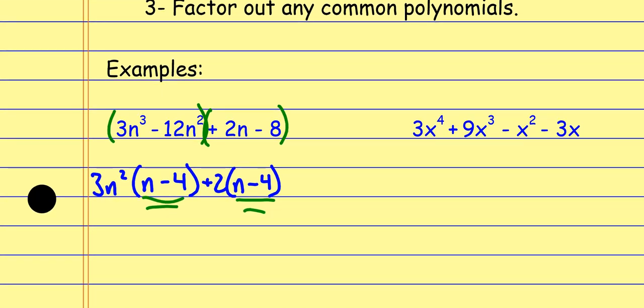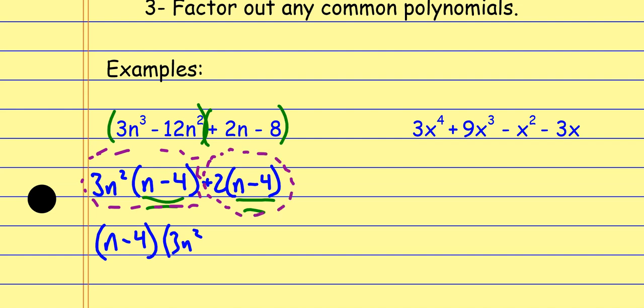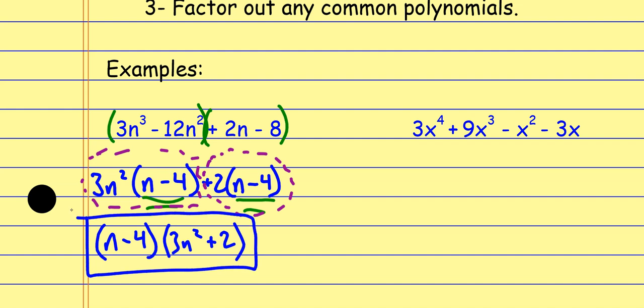So basically, I'm going to take out the n minus 4, and think about what would happen if I took the n minus 4 out of this first chunk of stuff. I'd be left with a 3n squared. And if I took the n minus 4 out of this second chunk of stuff, I'd be left with a plus 2. And so that's what happens. I just imagine what would happen if I took away the n minus 4s. I'd be left with a 3n squared plus 2. Those are my two factors, and I have to have parentheses around them because I'm undoing the distributive property from two binomials, okay? This one, same kind of thing.